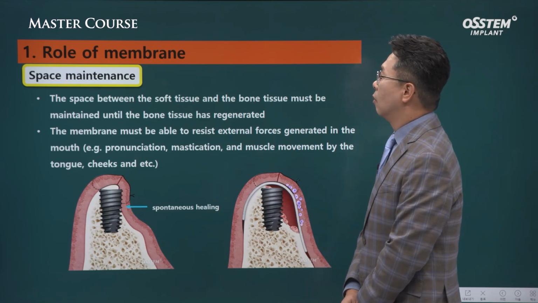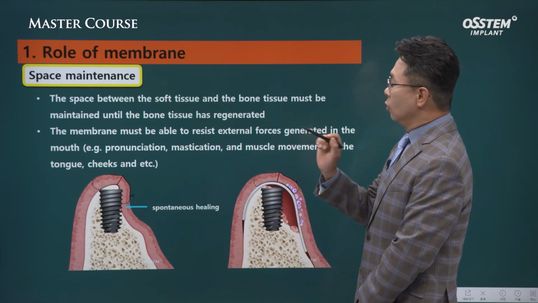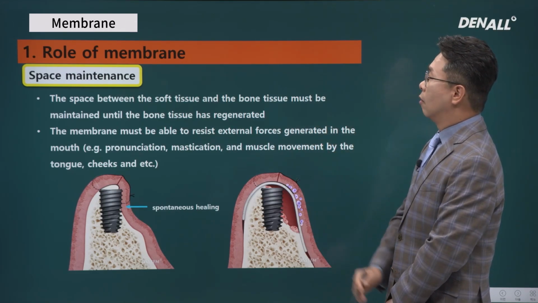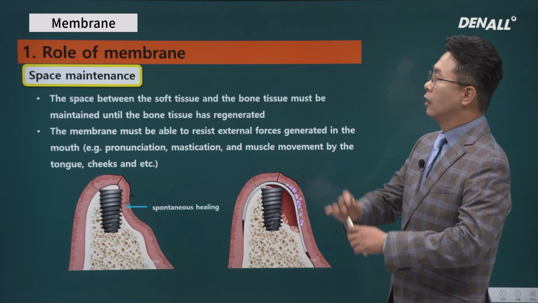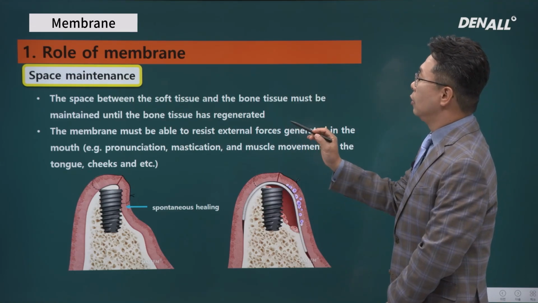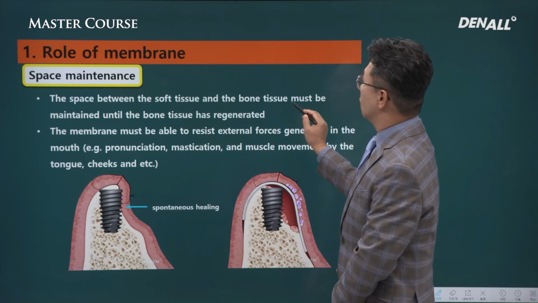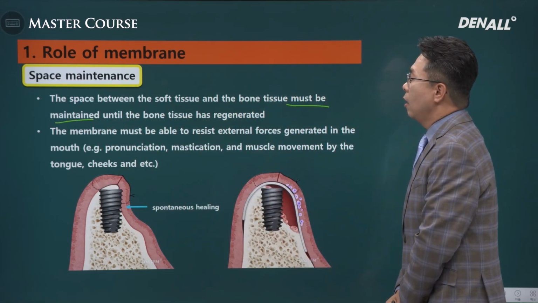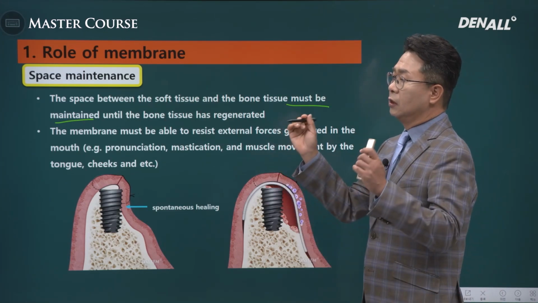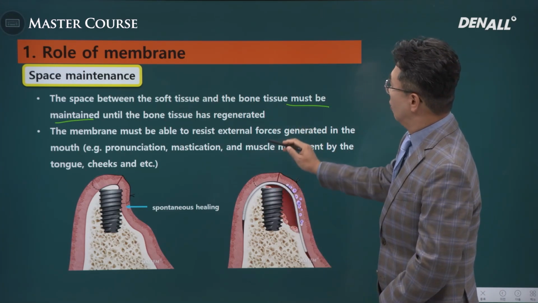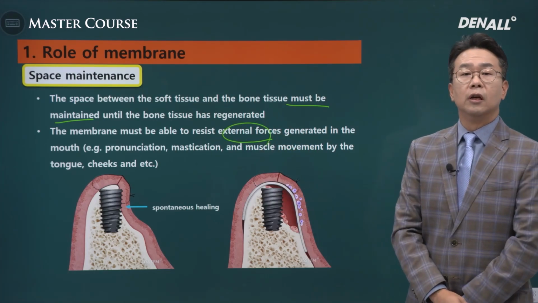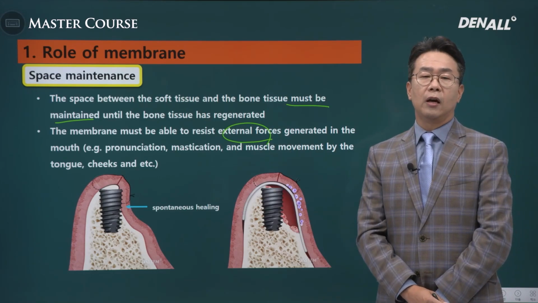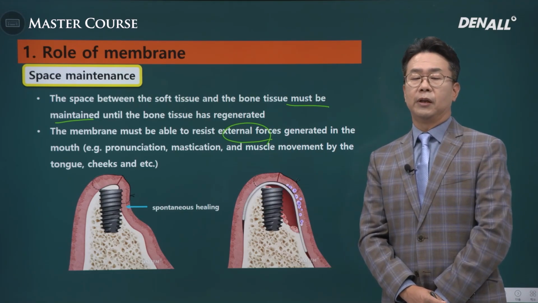Space maintenance. It creates a space. It needs to have certain hardness to be able to provide a space. It needs to withstand pressure from other tissues, so this is very important. It needs to be maintained. As mentioned earlier, it needs to withstand external forces and pressure generated in the mouth. You need to use a membrane that can maintain space and withstand external forces.